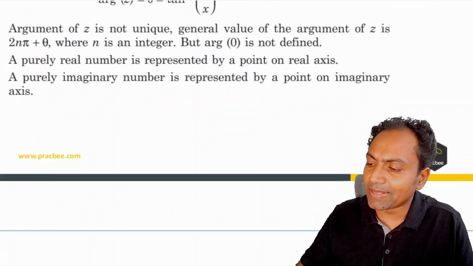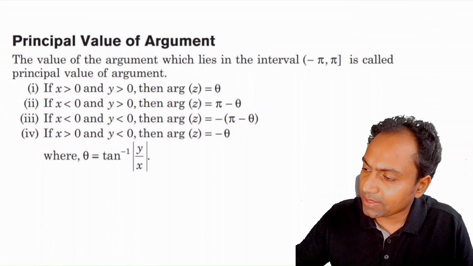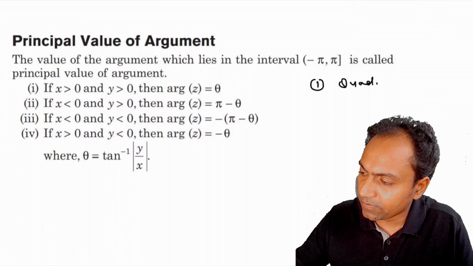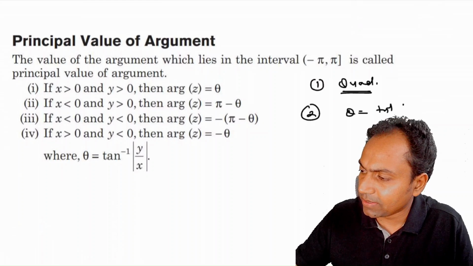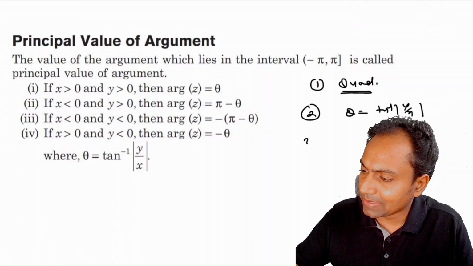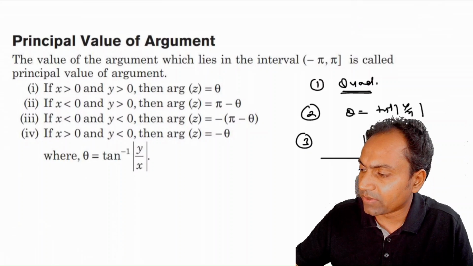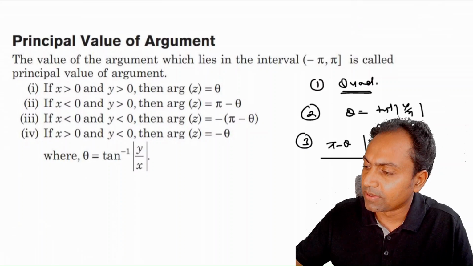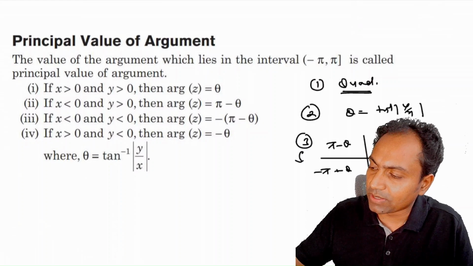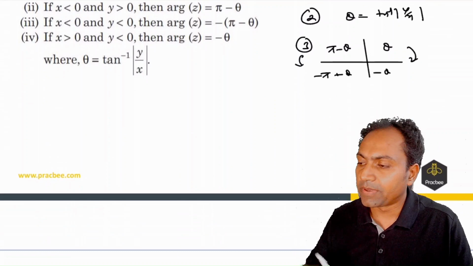Now, if I have to find the value of principal argument, the logic is that there are three steps. First, you determine the quadrant in which the complex number lies. Second, find the value of theta, that is nothing but tan inverse of mod of y by x. And in the third step, based on the quadrant, you give the value of argument. So if it is in the first quadrant, then the answer would be theta. Second quadrant, the answer will be pi minus theta. Third one, minus pi plus theta, and fourth, minus theta. So whatever values we are getting in the third and fourth are nothing but the negative of the value of the quadrant just above it. So if we have this, based on that, you can quickly give the answer.